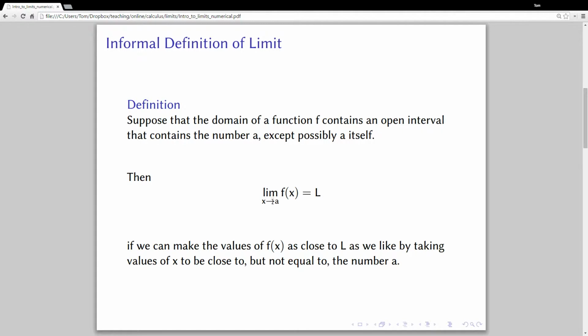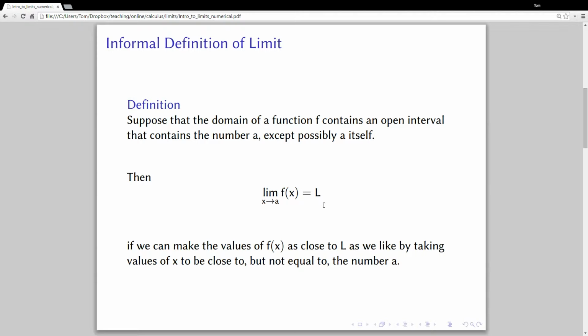So we'll use this symbol here, the limit as x approaches a of f of x is equal to L. And what that means is that we can make the values of f of x, the y values, the output values of the function, as close to the number L as we want by taking the values of x, the input values, to be close to, but not necessarily equal to, the number a itself. So in other words, if we plug in numbers for x that are really close to a, then the output, the f of x values, are going to get closer and closer to the number L. So as the inputs get closer to a, the outputs get closer to L.